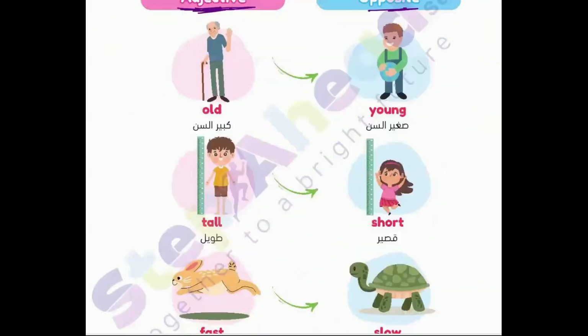Check the first one: old. The opposite of old is young. This is an old man and this is a young child. Another adjective: tall. Look at this, tall. But this girl is short. So tall is an adjective, and the opposite of tall is short. Can you see where the girl is? Here. Can you see where the boy is? Here. So the boy is tall, but the opposite is short.